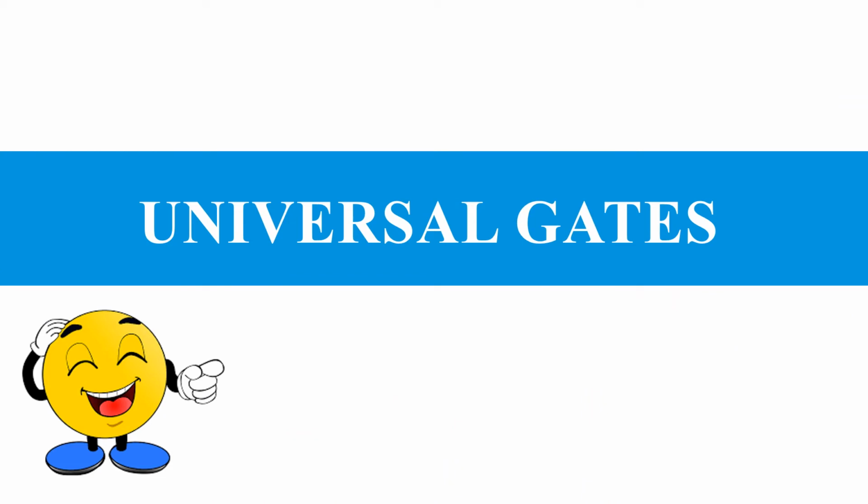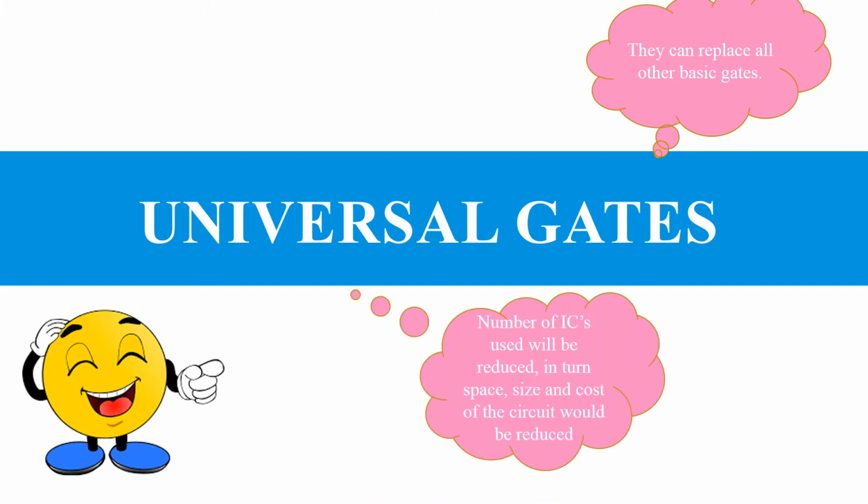Next comes your universal gates. What are universal gates? As you saw already, there are two types, NAND and NOR. Those two gates we call universal gates. And also we mostly prefer universal gates over your basic gates. First we will see what universal gates are and why the name. They call it universal because they are able to replace all your basic gates. That's the reason. And why we prefer them now: in a circuit the number of ICs used will be reduced.